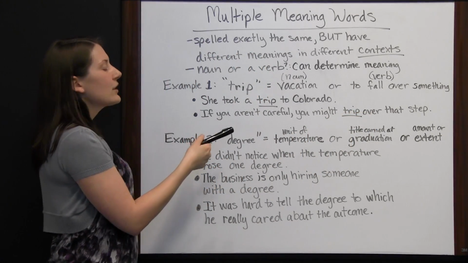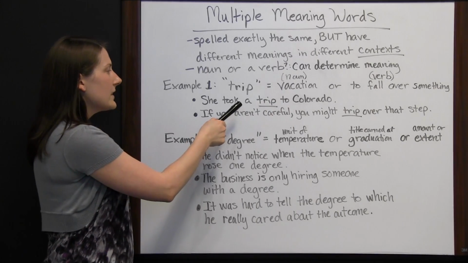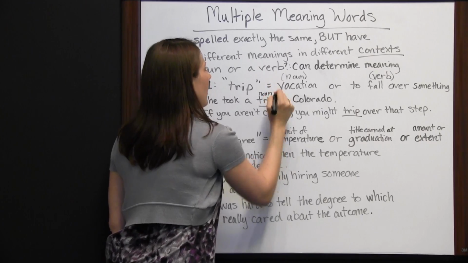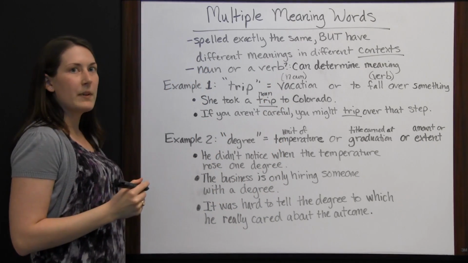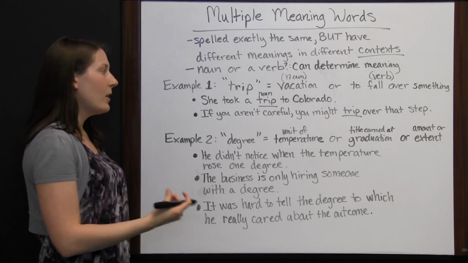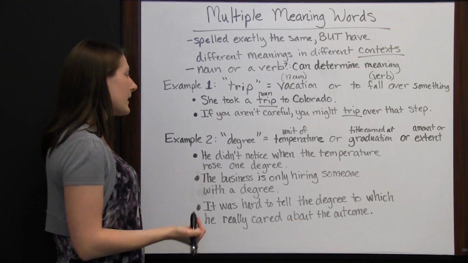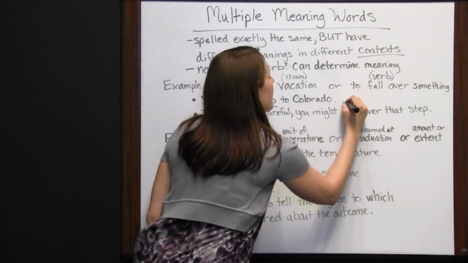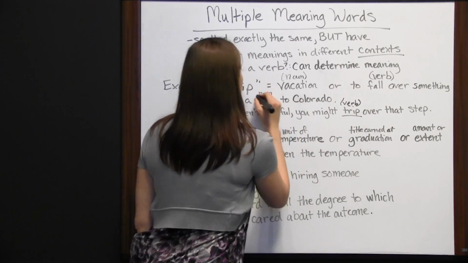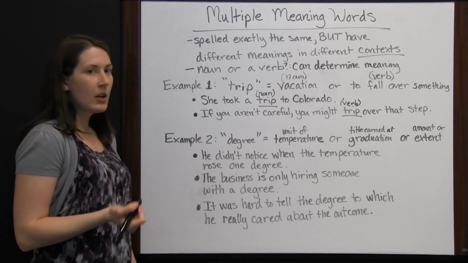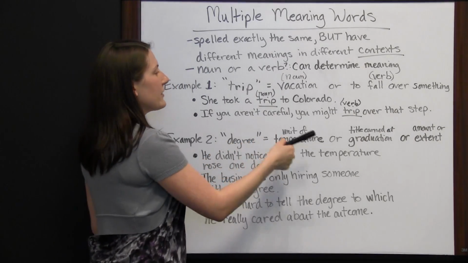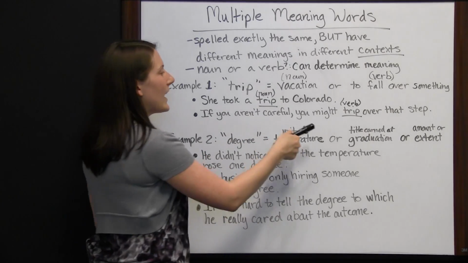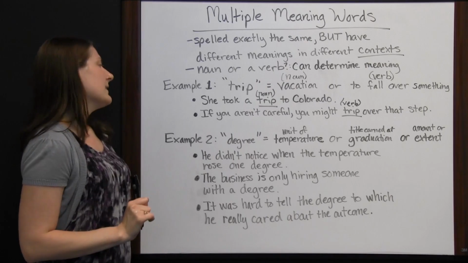In this sentence, she took a trip to Colorado. She's taking a vacation. So you know this is a noun. Alternately, you could say, oh, a trip is a thing you might take, so it's a noun, so it has to mean vacation. If you aren't careful, you might trip over that step. This one is being used as a verb, so you know it means you might fall over that step. Alternately, you could say, you might trip over that step. Oh, in this sentence, trip is something you're doing, so it has to be a verb in this sentence.